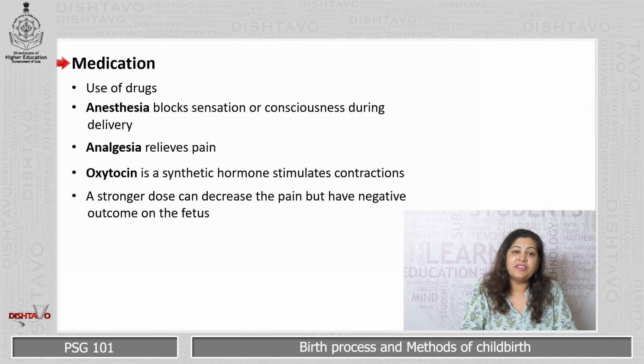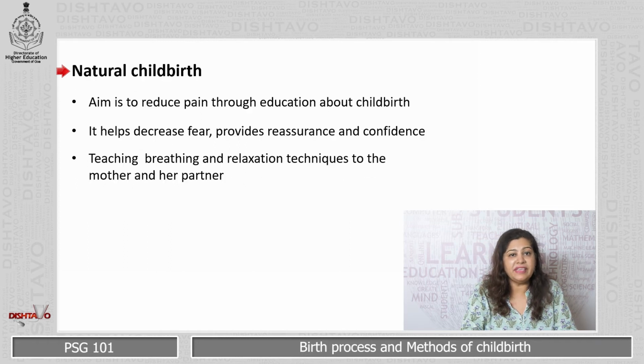Analgesia relieves pain, and oxytocin is a synthetic hormone that stimulates contractions. Remember that a stronger dose can decrease the pain, but it can have a negative outcome on the fetus.